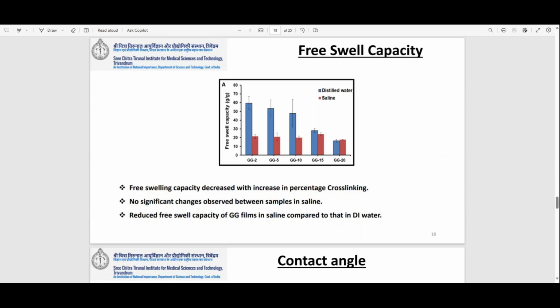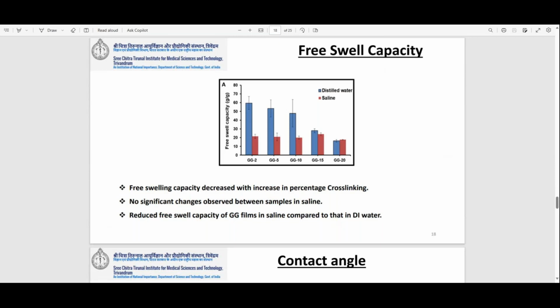kinetics. And in order to check the swelling capacity of these bandages, or the sandwich film, we did free swelling studies. We did it in both distilled water and in saliva, and we also have to do it in artificial saliva, but because of the viscosity and all, we are not able to do the swelling studies in artificial saliva. But the saline itself will give a simulated data for this particular experiment.